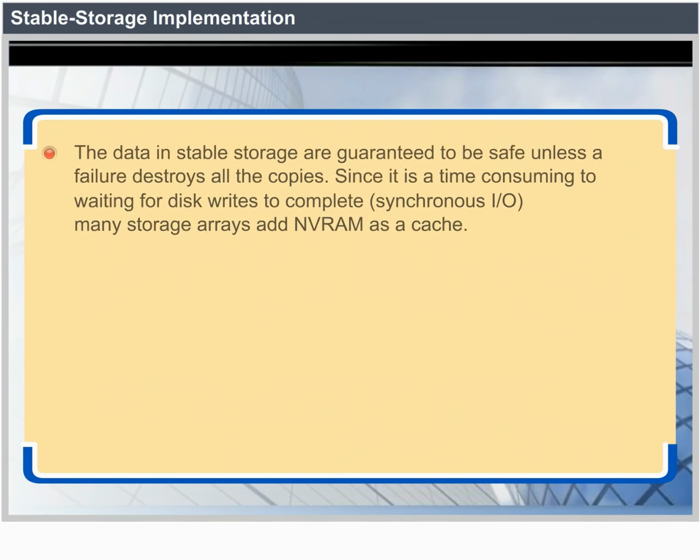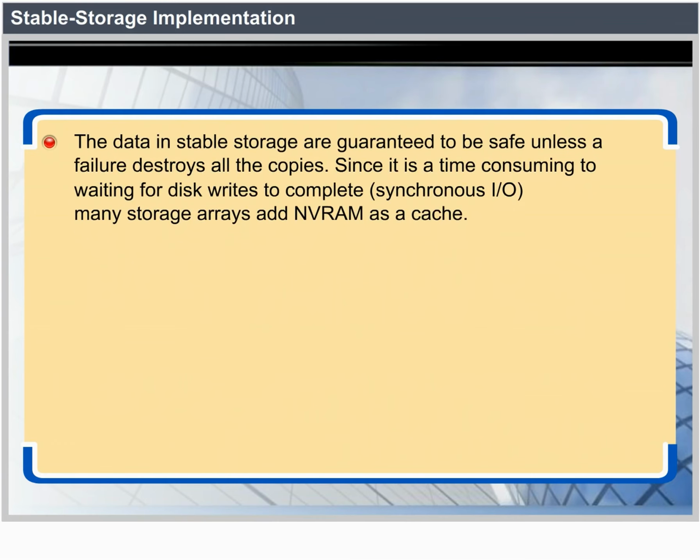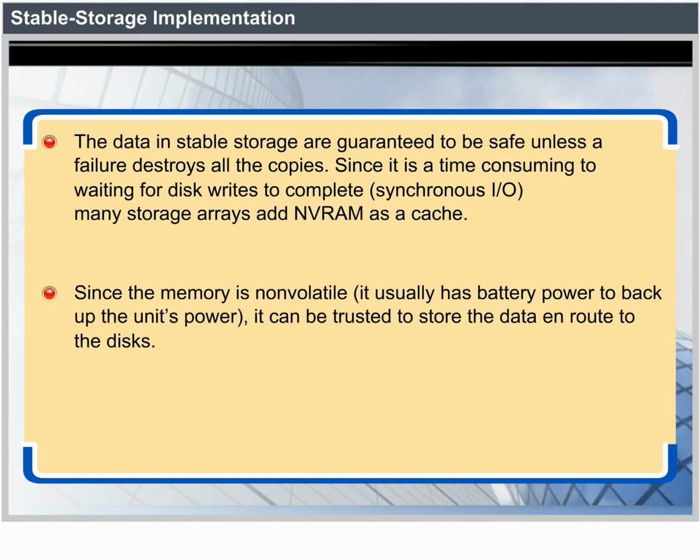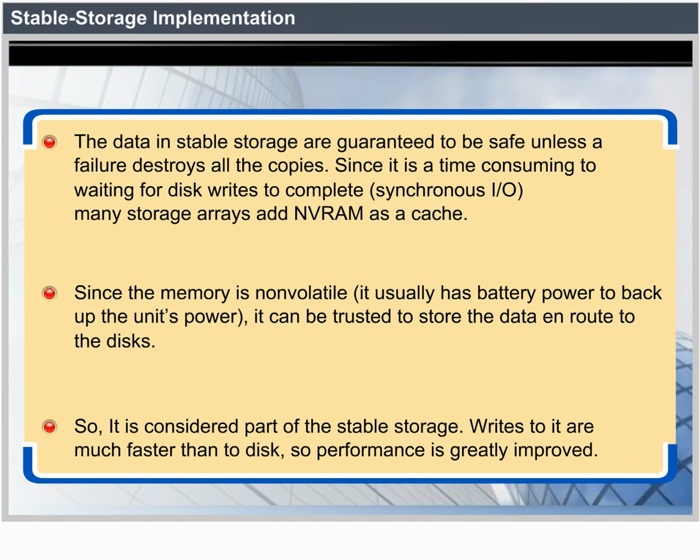Because waiting for disk writes to complete synchronous input-output is time-consuming, many storage arrays add NVRAM as a cache. Since the memory is non-volatile, it usually has battery power to back up the unit's power. It can be trusted to store the data en route to the disks. It is thus considered part of the stable storage. Writes to it are much faster than to disk, so performance is greatly improved.